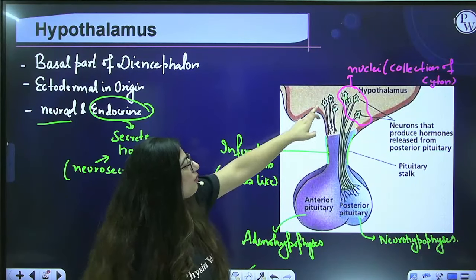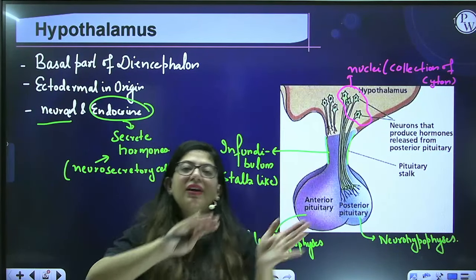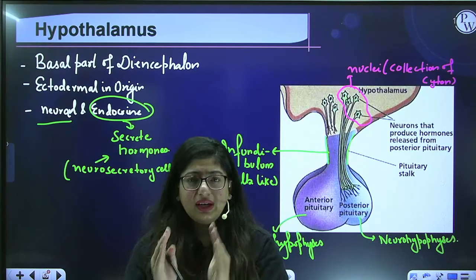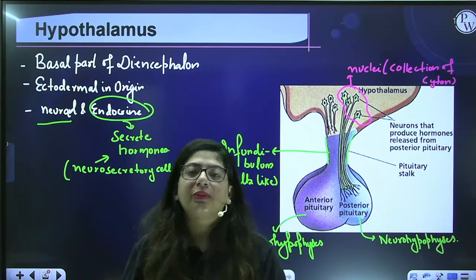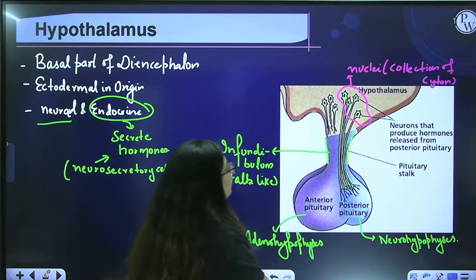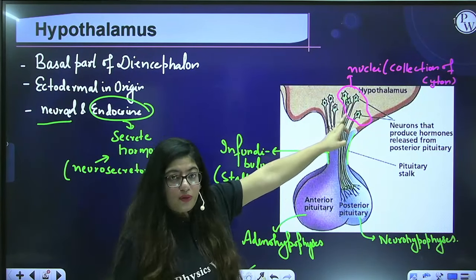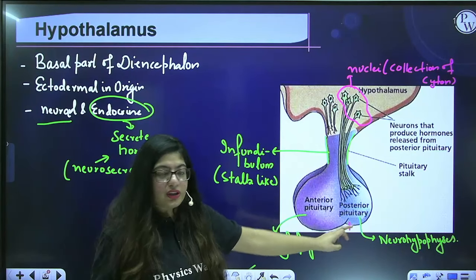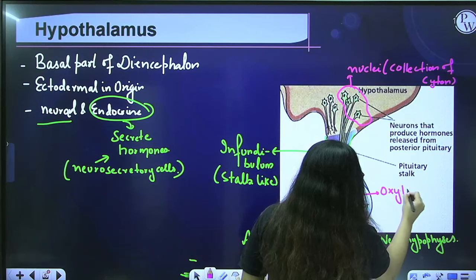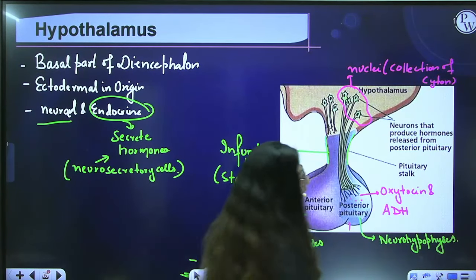The second type are hormones secreted by the hypothalamus which remain in the hypothalamus, but control the anterior pituitary. For example, these nuclei secrete hormones, they move towards the posterior pituitary and get stored there. What are these hormones? Oxytocin and ADH.